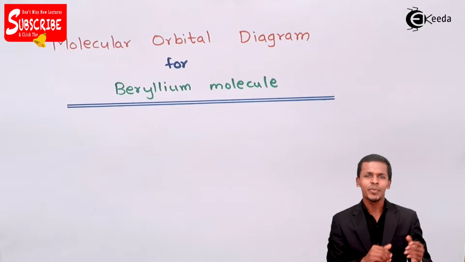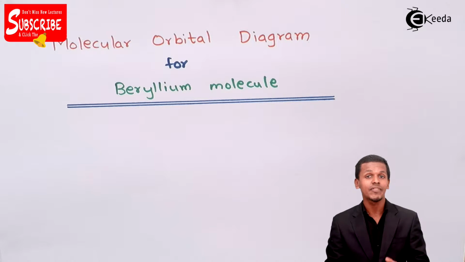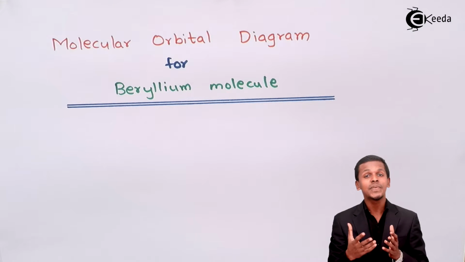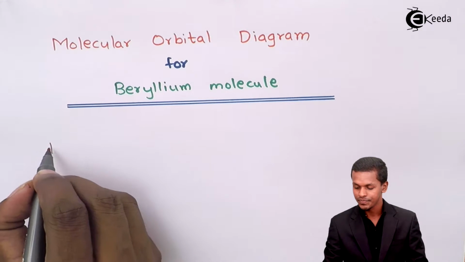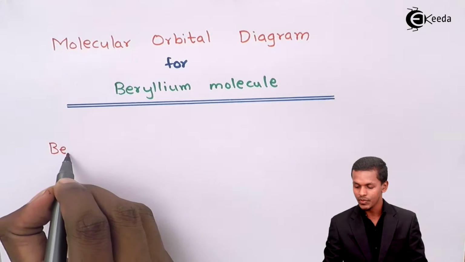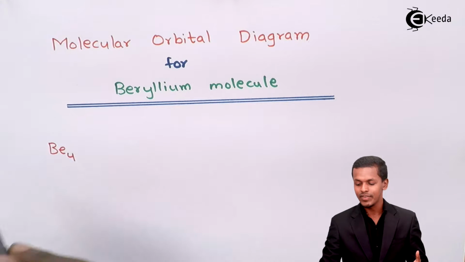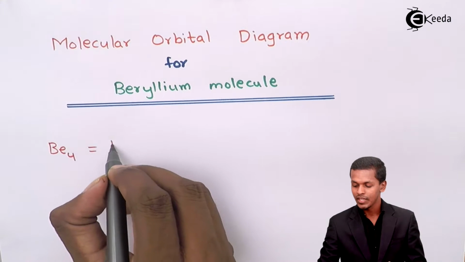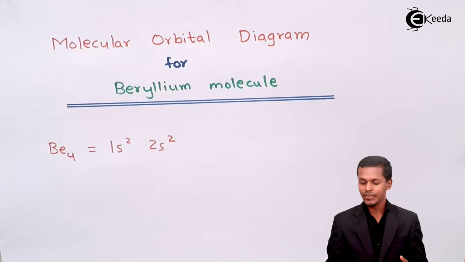With reference to the previous lecture that we have gone through, the first thing that we have to do is represent the electronic configuration of beryllium. And for beryllium, we know that the atomic number is 4. We could write it over here. If we represent the electronic configuration of beryllium, we get 1s2 and 2s2. So this is the electronic configuration that we have got over here.